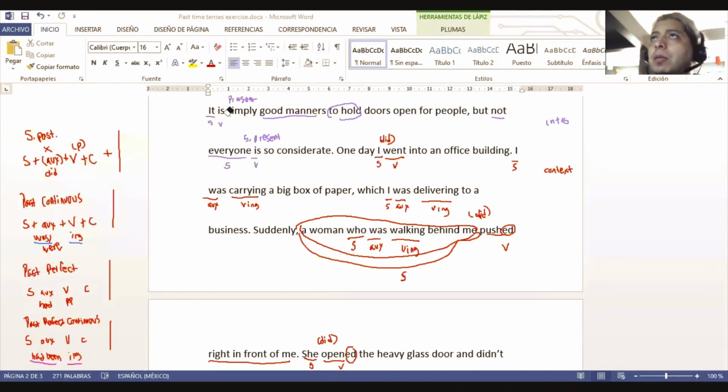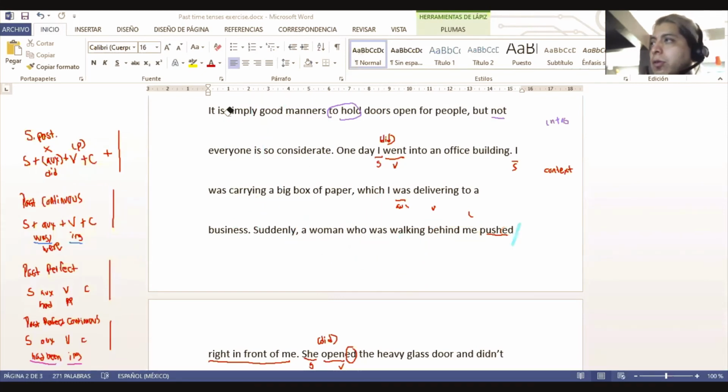Y déjenme borrar aquí para poder subir, porque si subo sin borrar esto, pues no se mueven las marcas que hice, entonces pues nada más se ve un rayadero y ya no quedan en su lugar.